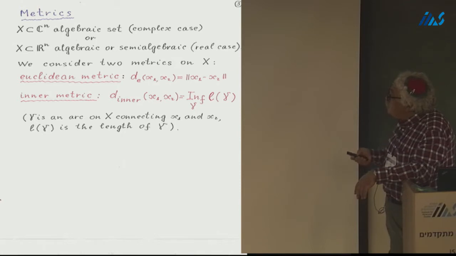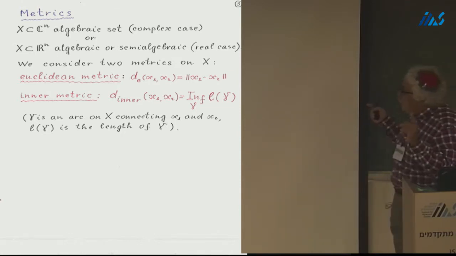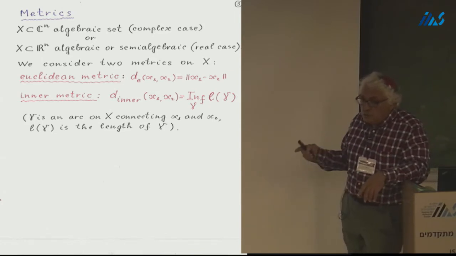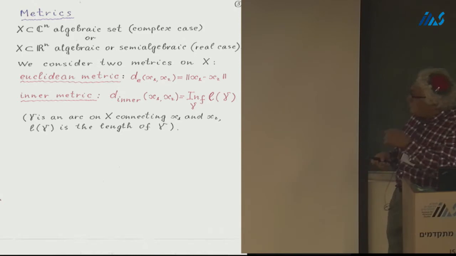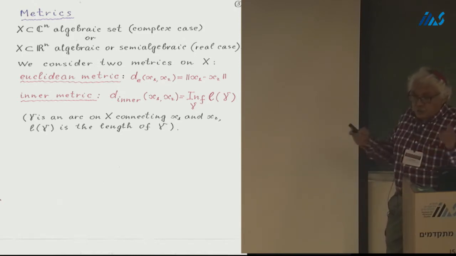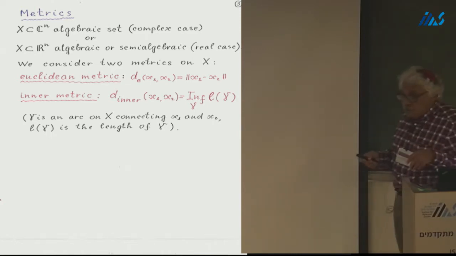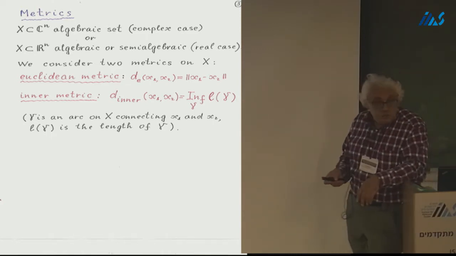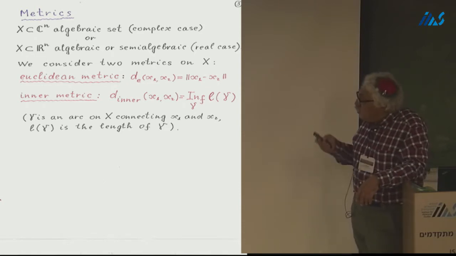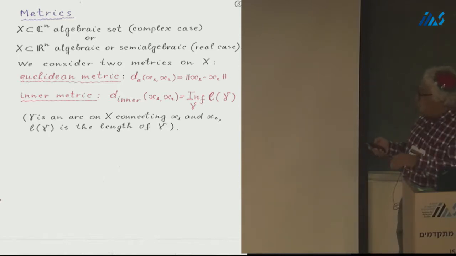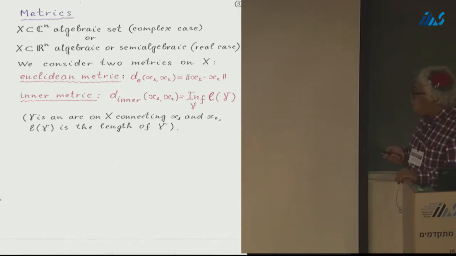It is given as the infimum of the length of rectifiable arcs connecting two points in the set, and the arcs must live in the set itself. So if you have an algebraic or semi-algebraic set, and if it is connected, then it is also arc-wise connected. So then we have arcs, and then we define this inner distance.